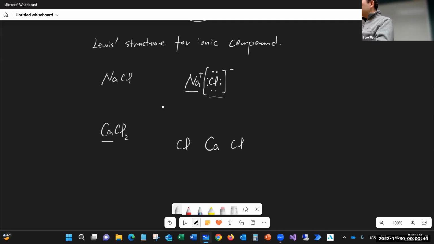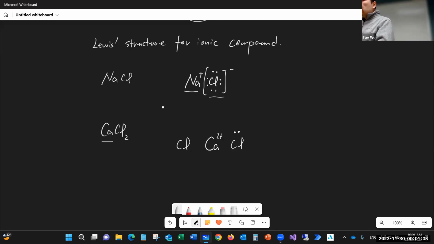Okay, and then you're going to write the Lewis structure. What is the Lewis structure for the chloride ion? What is the Lewis structure for the calcium ion? The calcium has a 2 positive charge, so that is the Lewis structure for the calcium.